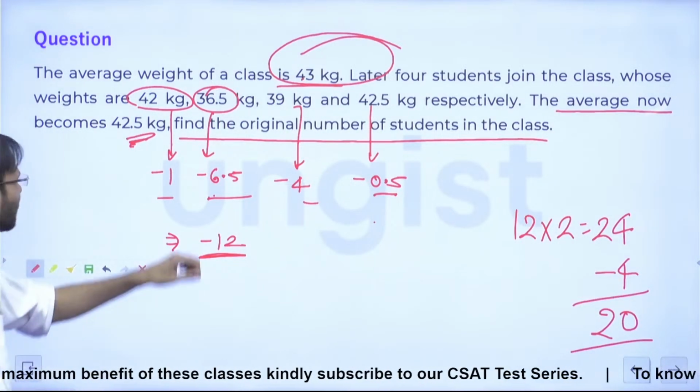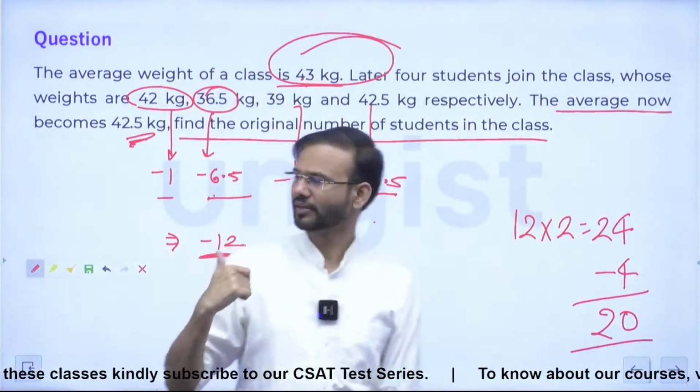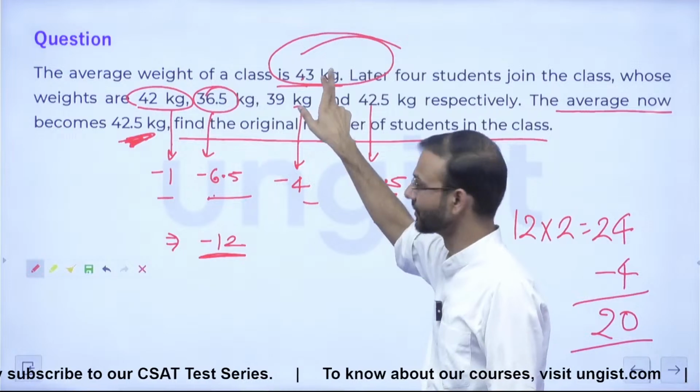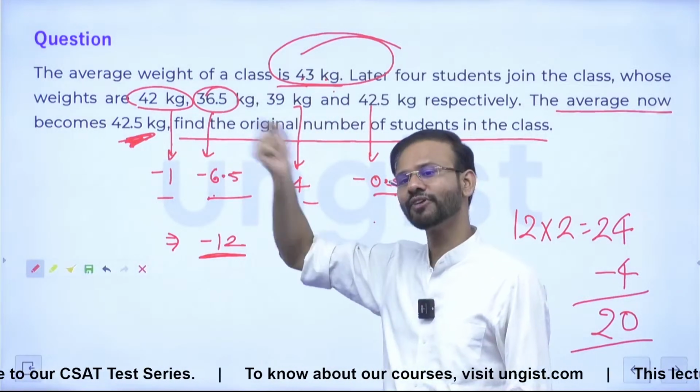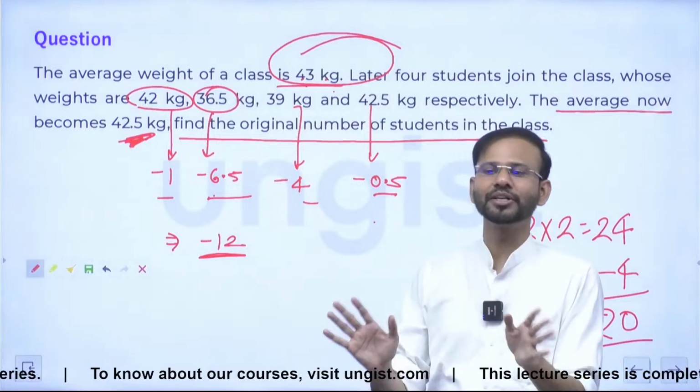See, the question is saying the average is reduced by 0.5. It is written, no? Average is reduced by 0.5. Actually, initially it was 43. Now it is 42.5. So it is reduced by 0.5.